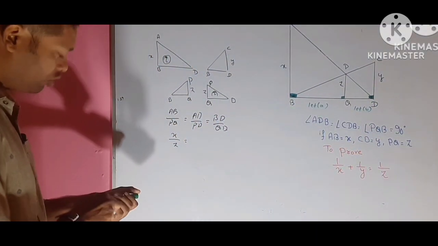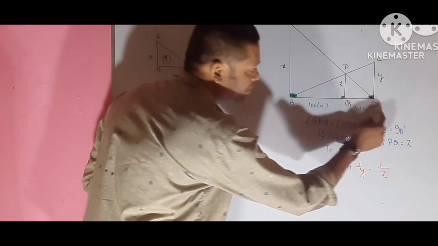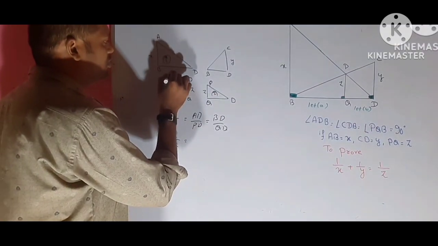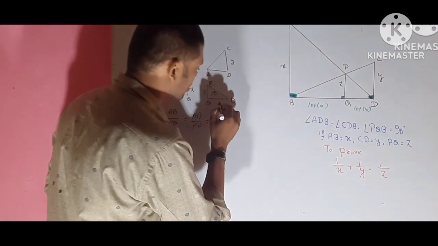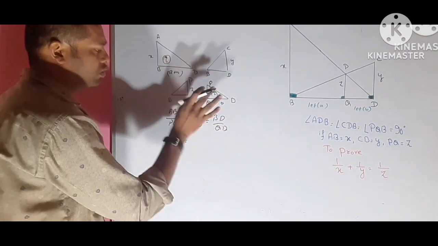So according to this, let me write the value. So BD means how much? From here to here A, from here to here B, so the total will be A plus B. So this is A plus B, and this will be QD. QD means B only. So what about this one? No need to take. Two values are sufficient.